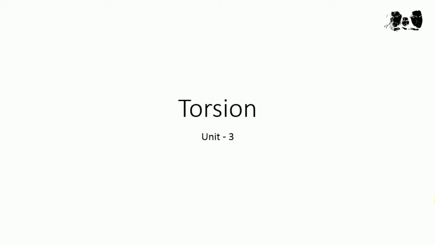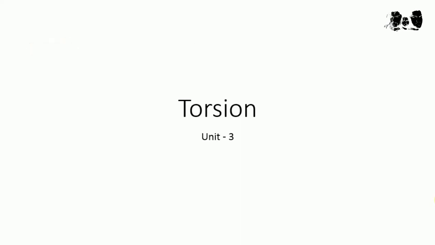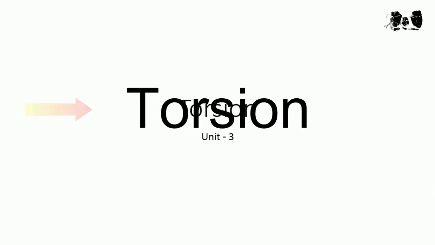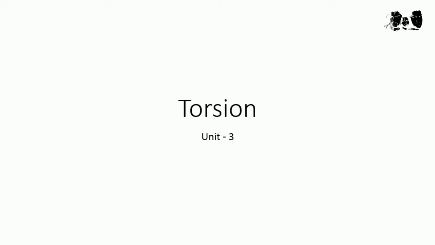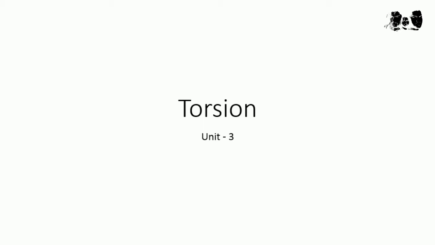Unit 3 is about the bending stress of beams, and then we further discuss torsion, as we began discussing torsion a little bit in the last lecture. There we found the torsional equation, which is similar to the bending equation of a beam, but in this case we replace the bending moment by torque.